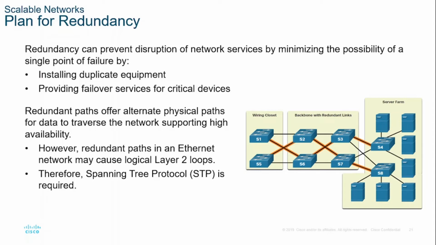Next up is the plan for redundancy. For many organizations, the availability of the network is essential to supporting business needs. Redundancy is an important part of the network design. It can prevent disruption of network services by minimizing the possibility of single point of failure. One method of implementing redundancy is by installing duplicate equipment and providing failover services for critical devices.